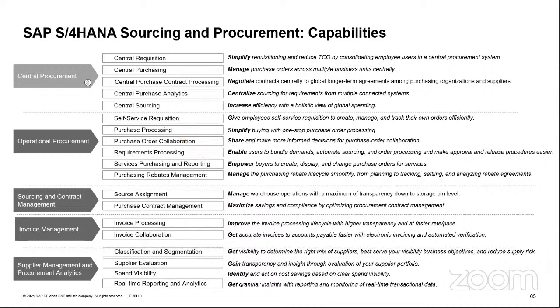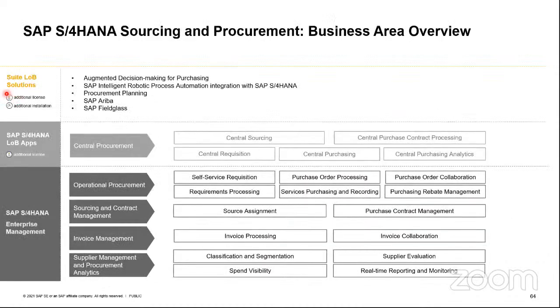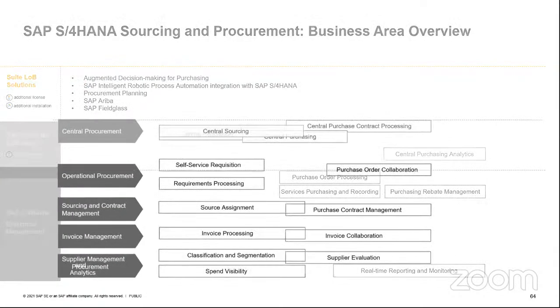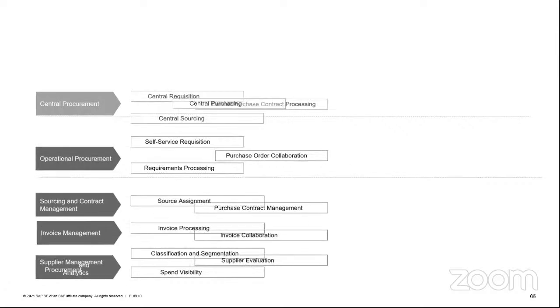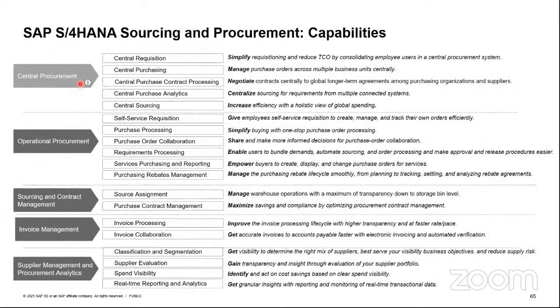But in all these slides, these symbols, the $ means that there is an additional license. So if you want central procurement, even though it is within SAP S/4HANA, technically it requires an additional license. If you want these, you have an additional license as well as an installation. Okay, that's what carries on into the next. What is the delta scope in 2021 in procurement?